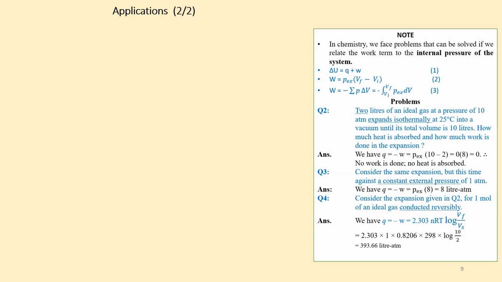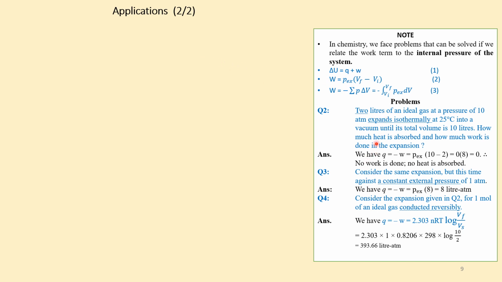We'll continue our discussions with the applications part of our video. In chemistry, we face problems that can be solved if we relate the work term to internal pressure. So we are going to have derivations in terms of work and internal pressure of the system. Recall the equations which we derived in the previous slide. Equation 1: delta U is equal to Q plus W, that is, change in internal energy is equal to quantity of heat plus work done. Equation 2: W is equal to minus PEX into Vf minus Vi. And the third equation we derived in the previous slide is W is equal to minus integral Vi to Vf PEX dV, where PEX is the external pressure. We will use these three equations in our derivation.